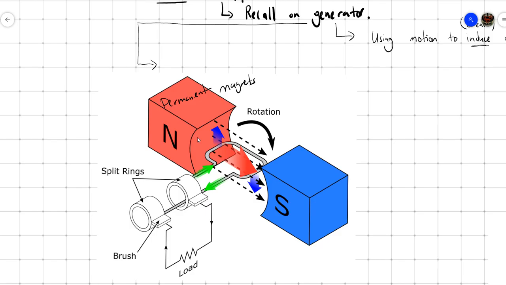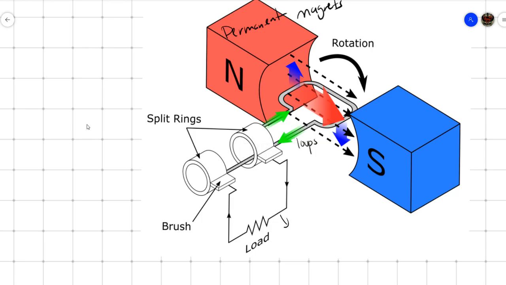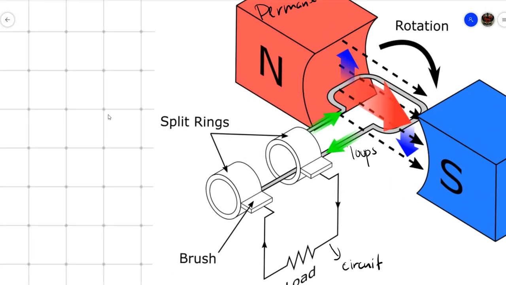Now we have the loop here. So this is the loop, the coil of wires. In this case, we have a single coil. Okay, and then we have a circuit. And then we've got two rings. We've got this split. Okay, that's wrong. So we have the slip rings. Yeah, the slip rings. Now you can actually see the slip ring commutator.